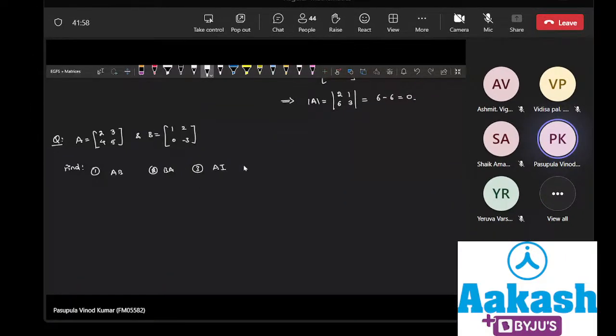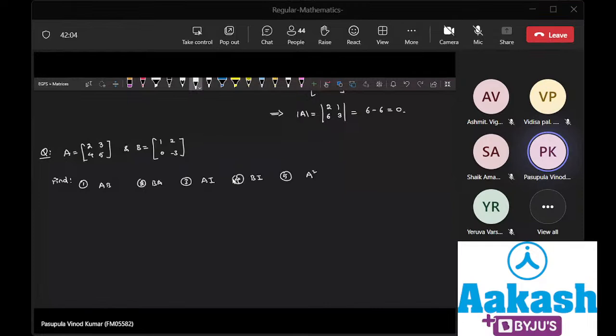Fourth one, B into I. Fifth one, A square. Sixth one, B square. Seventh one, A square minus B square, A square plus B square. Eighth one, A plus B whole square.